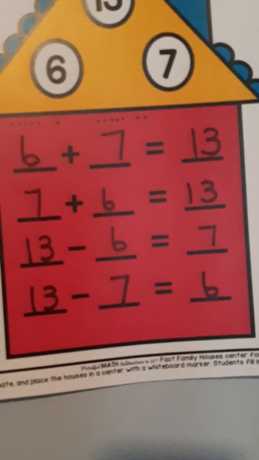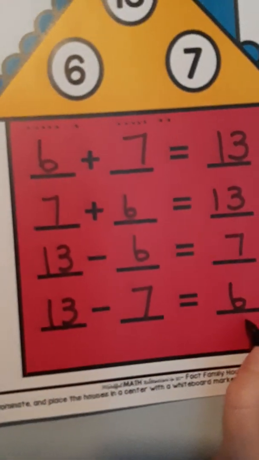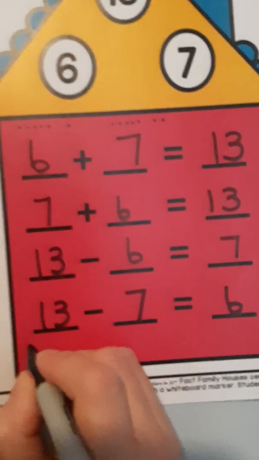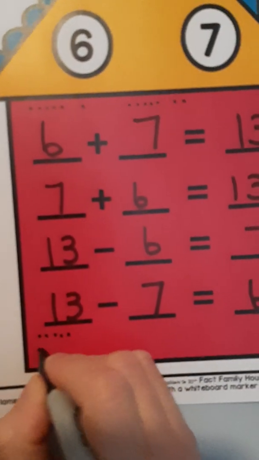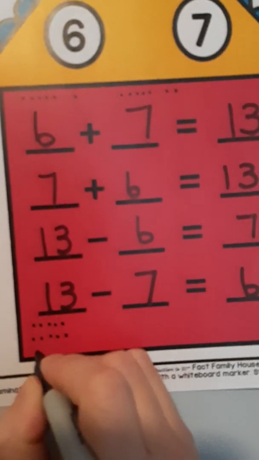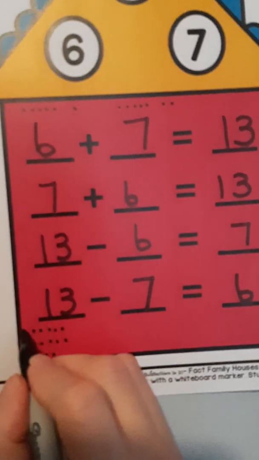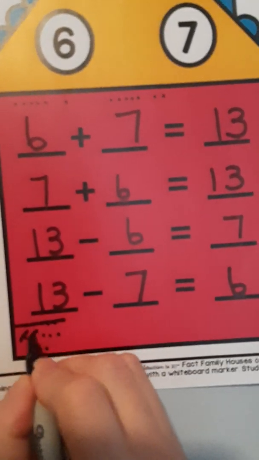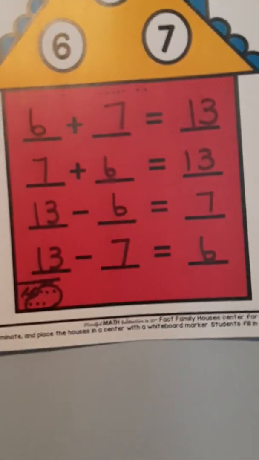Okay, is that true? Well, let's see. Let's check 13 take away 7. Does it equal 6? Let's draw 13 dots. 1, 2, 3, 4, 5, 6, 7, 8, 9, 10, 11, 12, 13. Now I'm going to cross off 7. So I'm going to cross off a row of 5 and 2 more. That leaves me with, oh, look at that, 2 groups of 3, which is 6. So that's true.